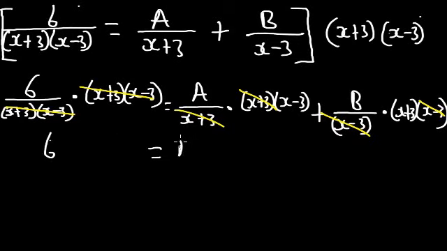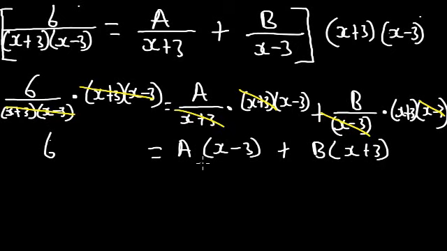6 equals a multiplied by x minus 3 plus b multiplied by x plus 3. So at this point, what you want to do next is make one of these variables 0, so as to solve for the other. And later on, make the initial one 0 and solve for the next one.